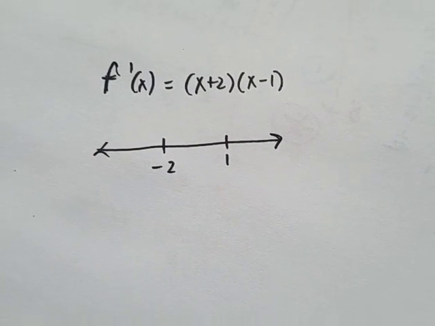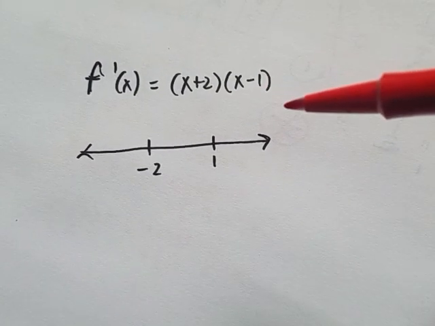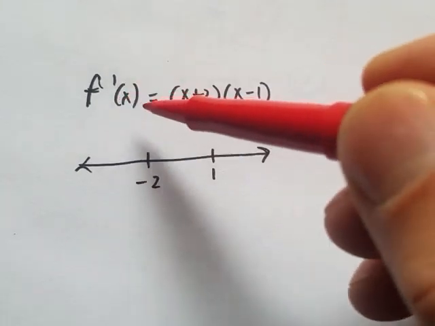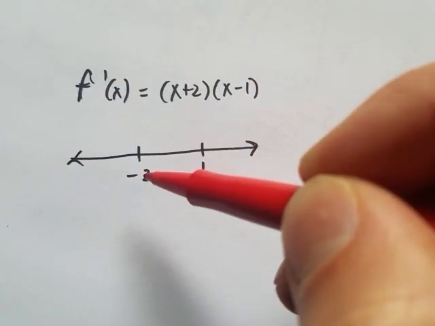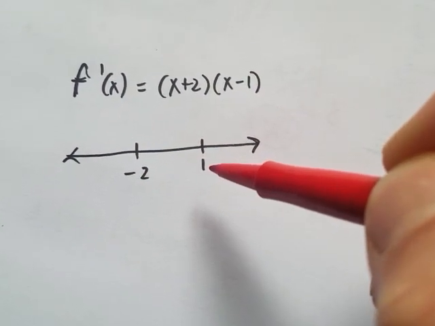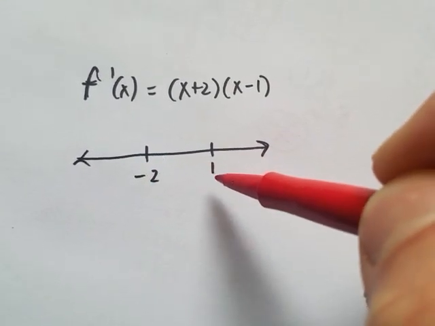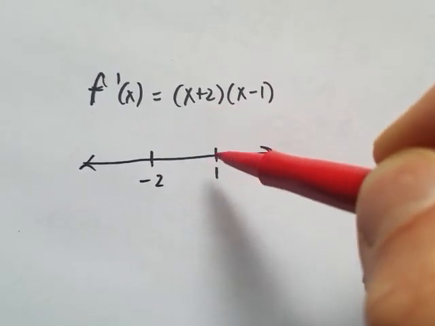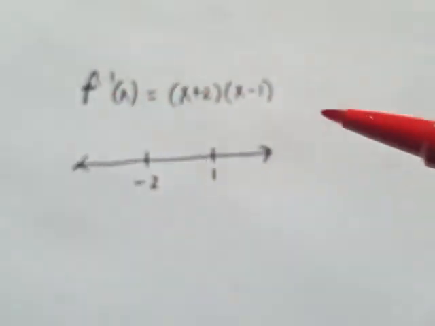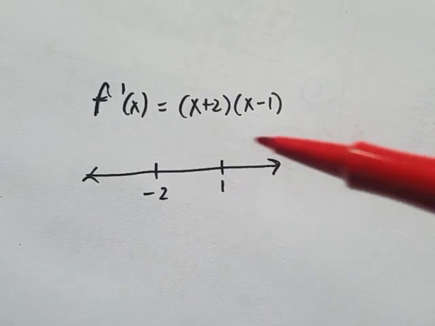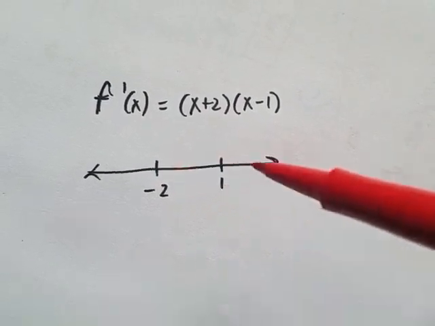Okay, here's the last problem in the CFU. So in this problem, we are already given our derivative, and we can see that we already have our number line with our critical points. We know that the -2 and the 1 are critical points because if we plug them in, we would get a derivative of 0.